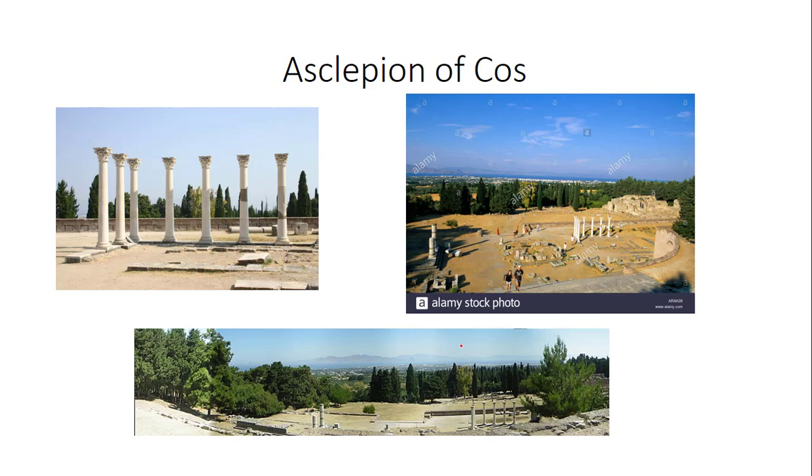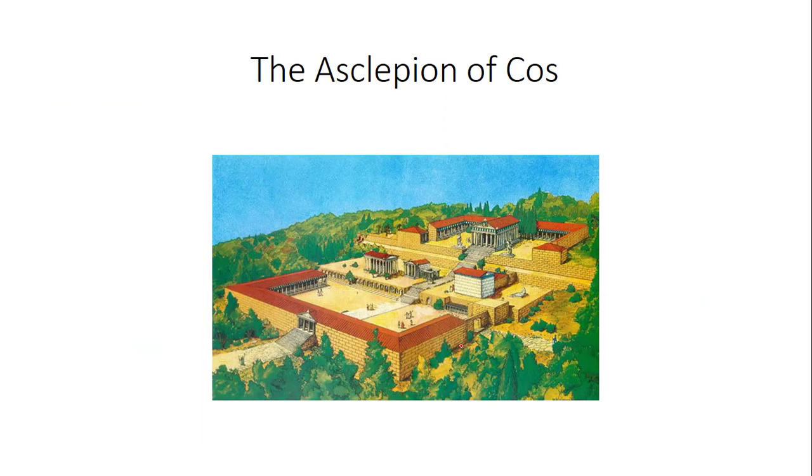But gradually, they did turn into schools of medicine that, in the case of the Asclepion of Kos, actually trained medical practitioners that had a much more secular outlook. And Hippocrates was one of those. So here's another image of what the Asclepion of Kos probably looked like. Again, it becomes this healing center that morphs into a medical school.